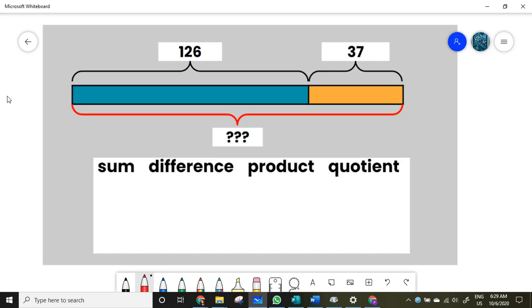For this bar model, we have one part, we have the other part, but we don't have the whole value. That's the mystery. So in order to find the value of the whole bar model, we're going to combine these two values of the parts, which means we are adding or finding the sum. So that mystery value, that whole value, is going to be 126 plus 37. So what is our mystery value? 163.